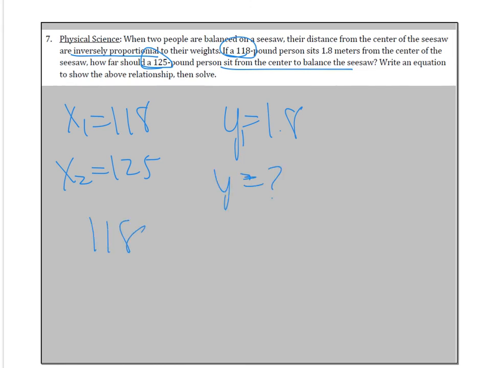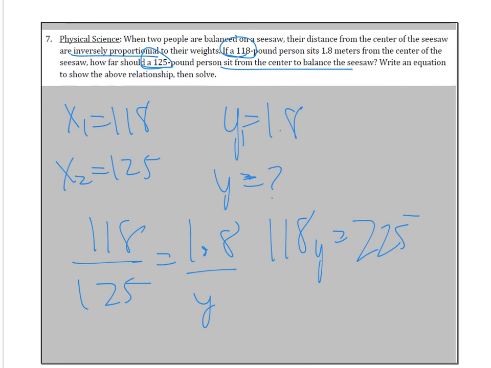So I'm going to take 118 over 125, and that's going to be equal to 1.8 over y. So 118 times y gives me 118y. 125 times 1.8 is going to give me 225. So a little division, and y is going to be equal to 1.91. So about 1.9 meters away.